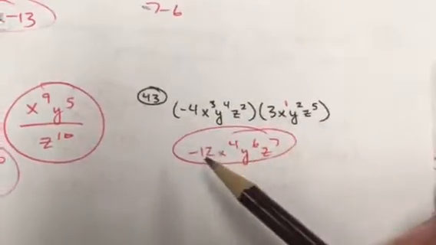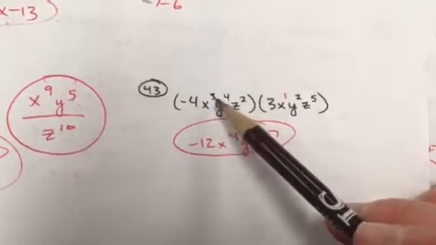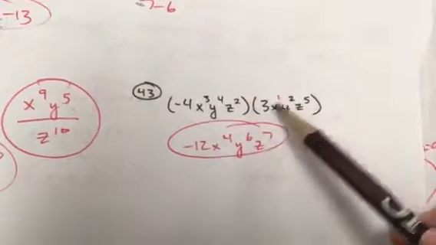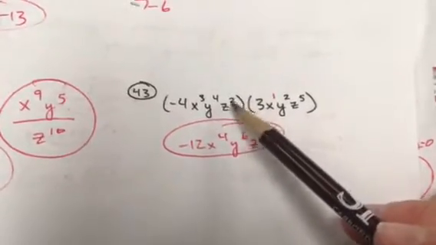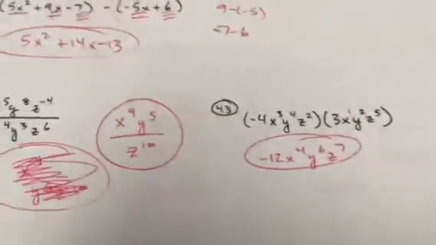Negative 4 times 3 is a negative 12. Then you just add the exponents. X to the 3 plus 1 is 4. Y to the 4 plus 2, 6. Z to the 2 plus 5, 7.